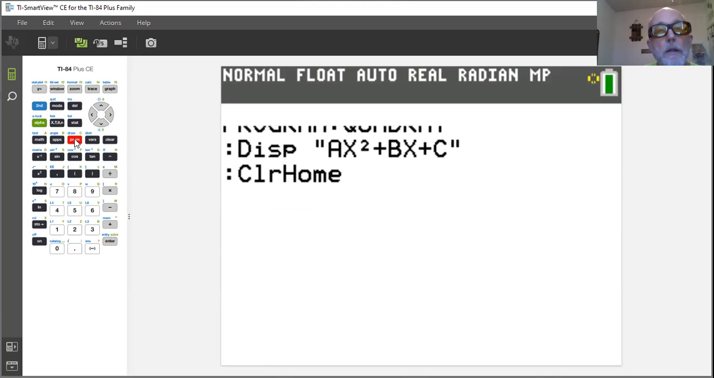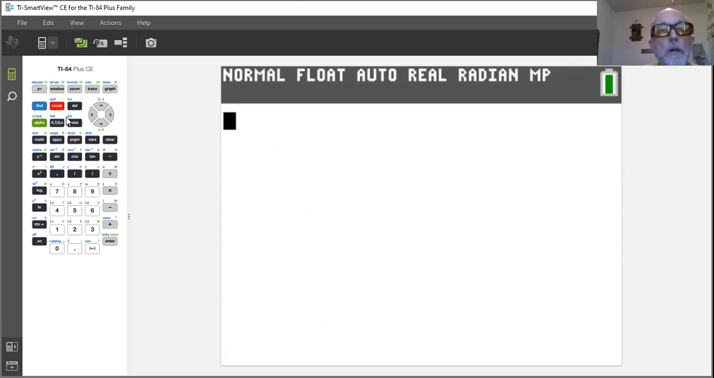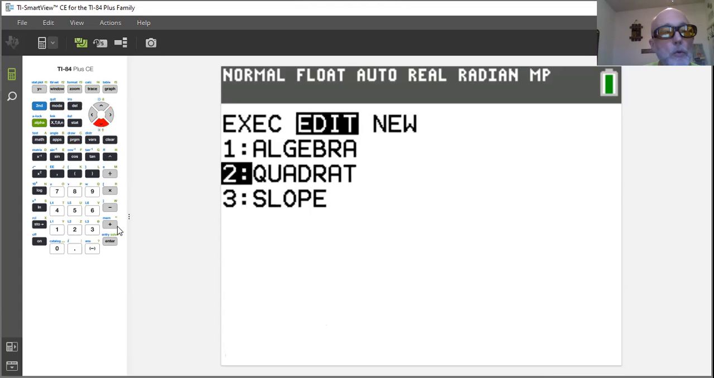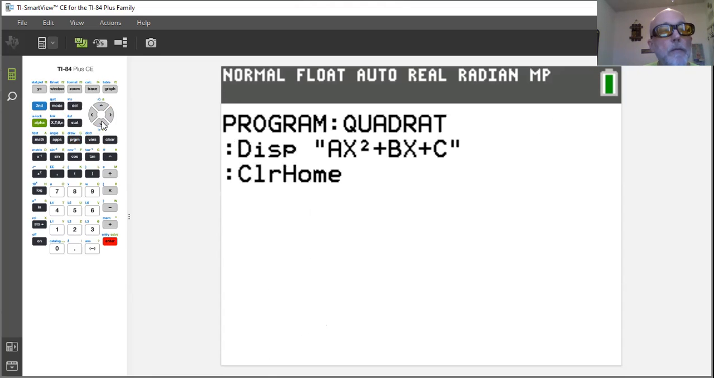And then the next one, let's see. No, let's go back to where we were. Second quit. And so if you make a mistake, you hit the program, and then you go over to edit, and we are editing number 2. And so far we've got that, right? So I need to go to the end of this and hit enter. There we go.